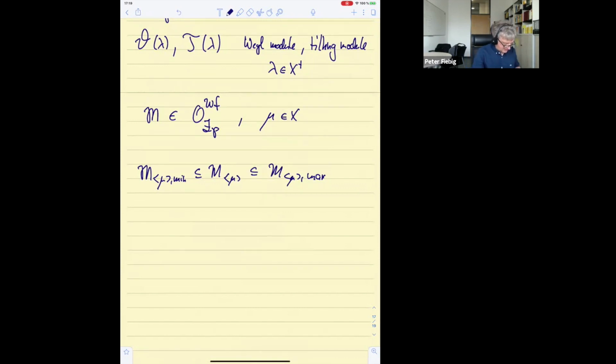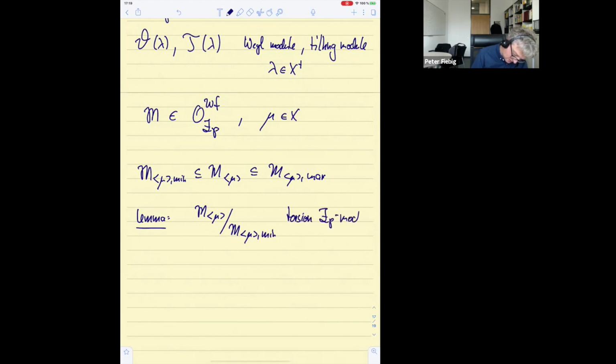And now the same lemma applies. So, for example, let me just write it down. This middle space divided by this is a torsion ZP module. But now the torsion is much, much more difficult because this is not a principal ideal domain. This is what we actually use.